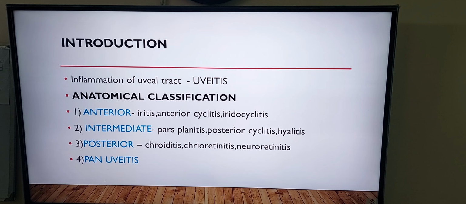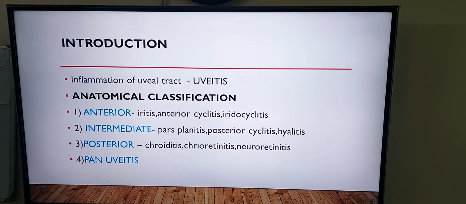In anterior uveitis, there is iritis, anterior cyclitis, and iridocyclitis: inflammation of the iris, the anterior ciliary body, and both. Intermediate uveitis includes pars planitis, posterior cyclitis, and hyalitis. Pars planitis is inflammation of the pars plana structure of the ciliary body, posterior cyclitis is inflammation of the posterior part of the ciliary body, and hyalitis means inflammation of the vitreous.